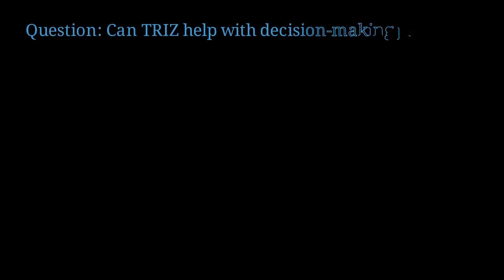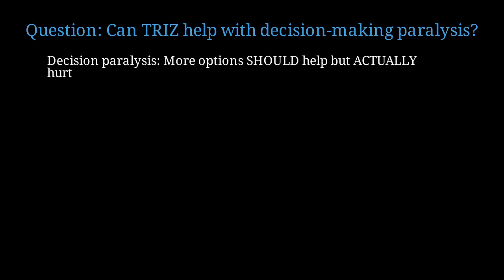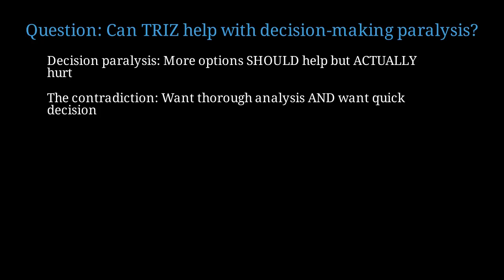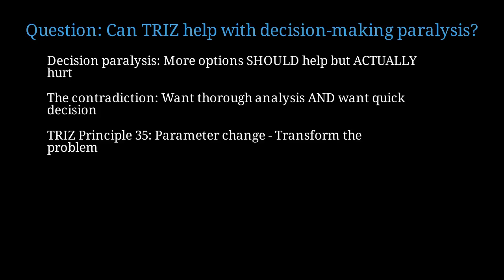An important practical question: can cognitive TRIZ help with decision-making paralysis, where we have too many options and cannot choose? Decision paralysis presents a clear contradiction. Having more options should lead to better decisions, but actually leads to worse decisions, or no decision at all. This is a well-documented psychological phenomenon. The underlying contradiction is that we want thorough analysis of all options to make the best choice, but we also want to decide quickly before opportunities pass. These goals conflict directly.